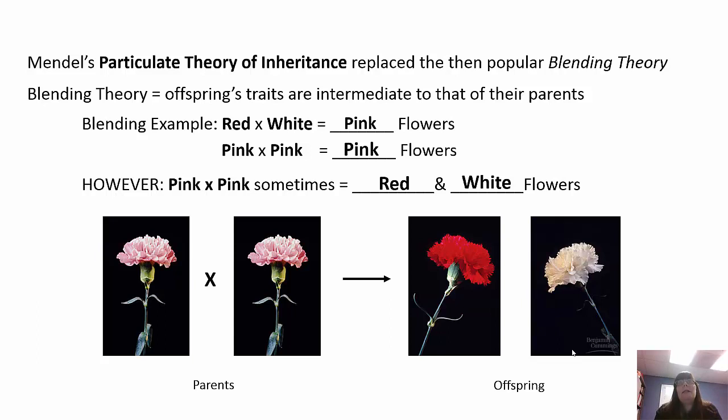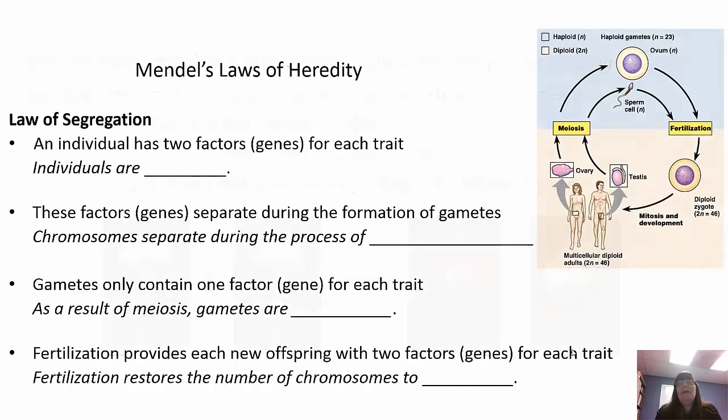So this directly contradicts the blending theory, because the blending theory would not see those original parental phenotypes come back. So if it was true blending, pink times pink would always equal pink. But what Mendel found was that the red and white flowers also came back in that generation.